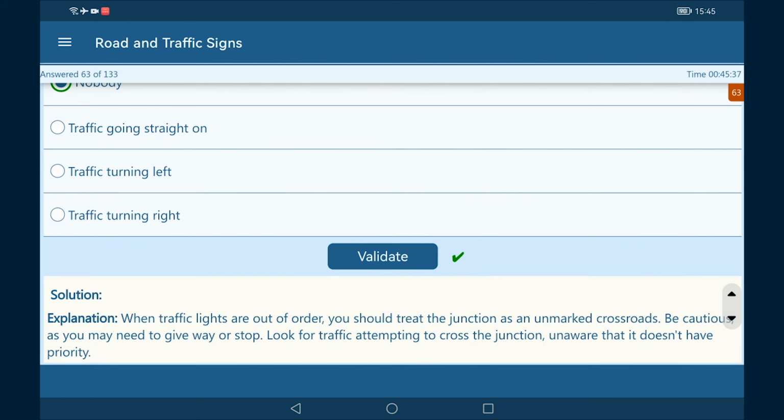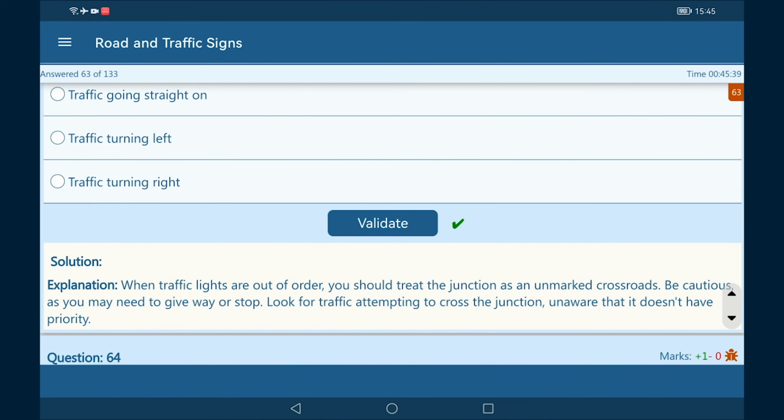Explanation. When traffic lights are out of order, you should treat the junction as an unmarked crossroads. Be cautious, as you may need to give way or stop. Look for traffic attempting to cross the junction, unaware that it doesn't have priority.